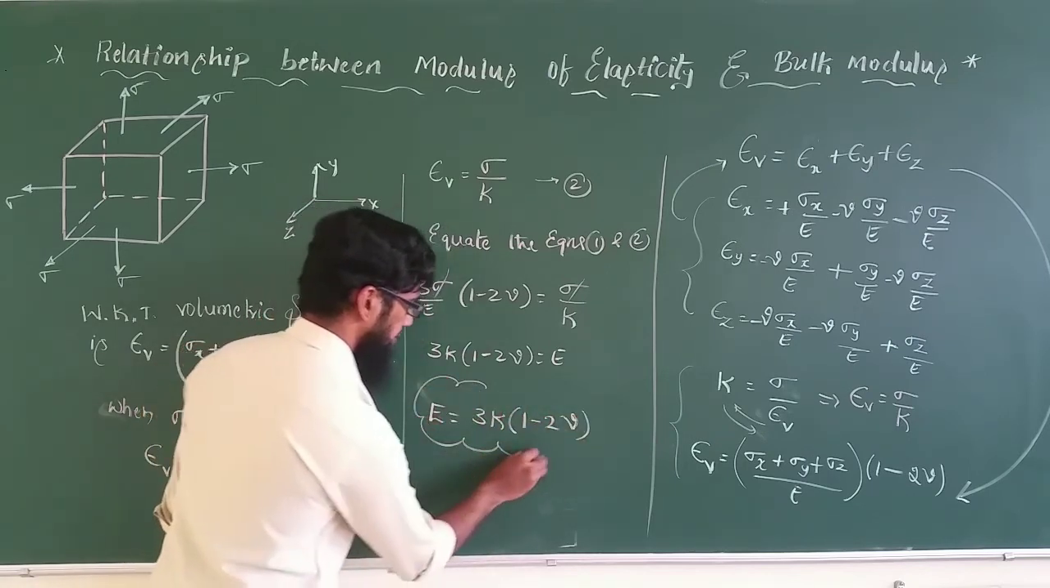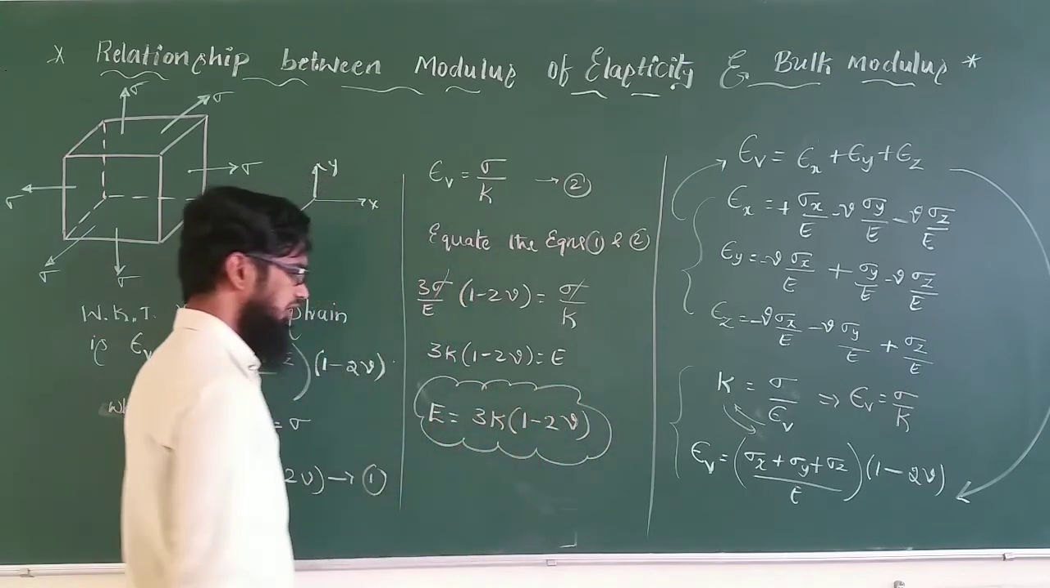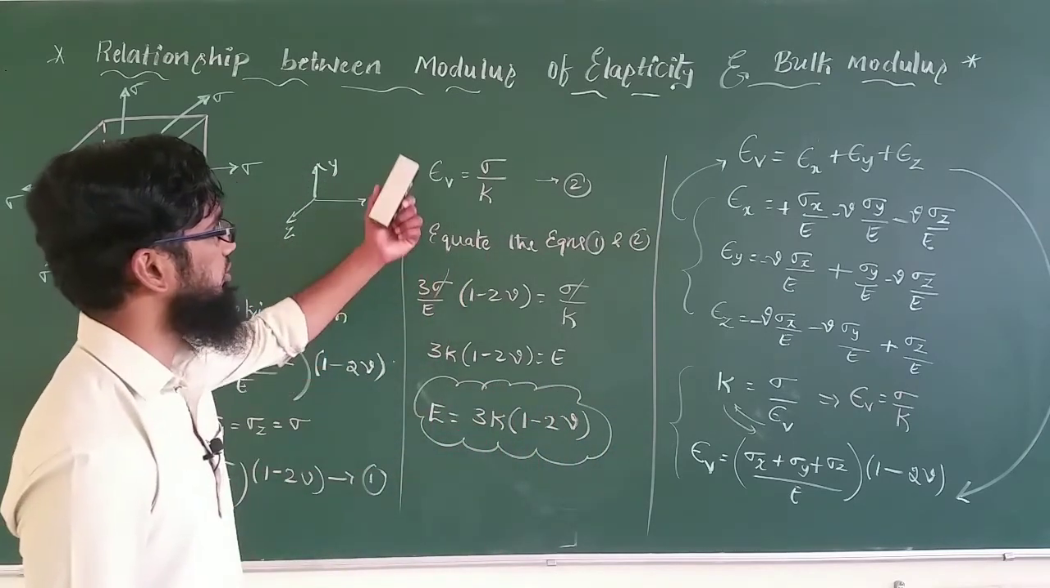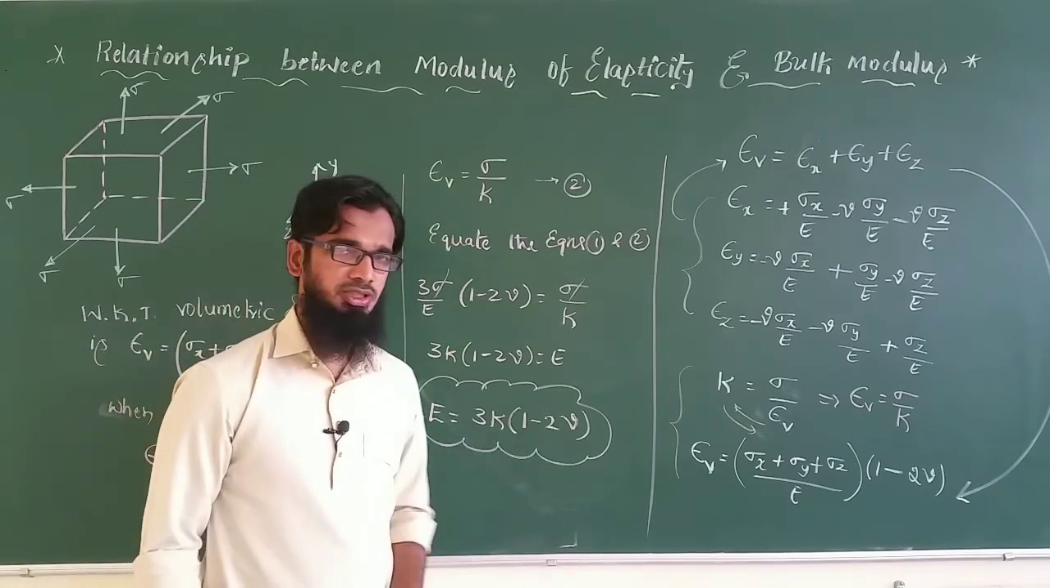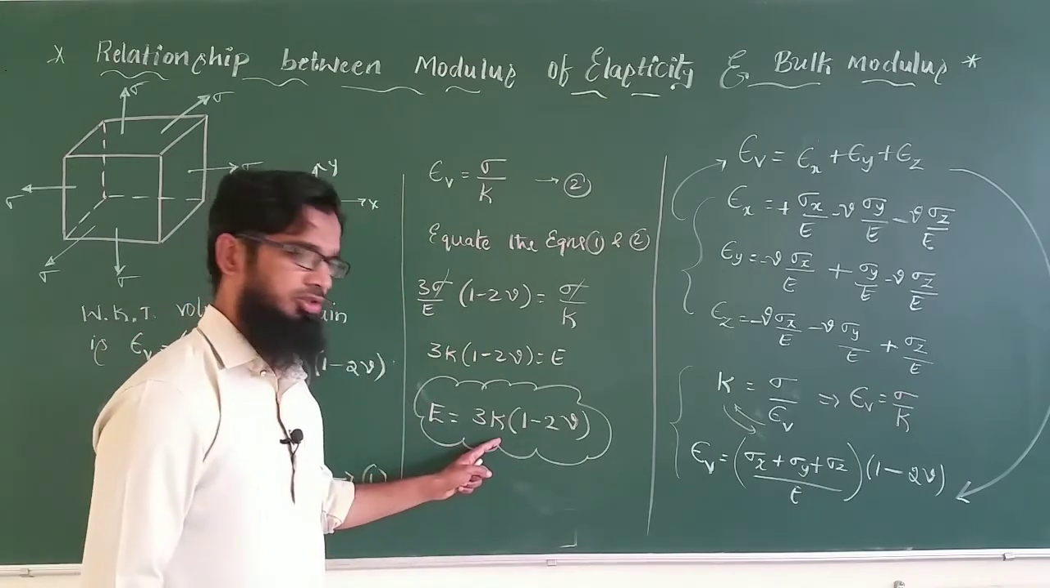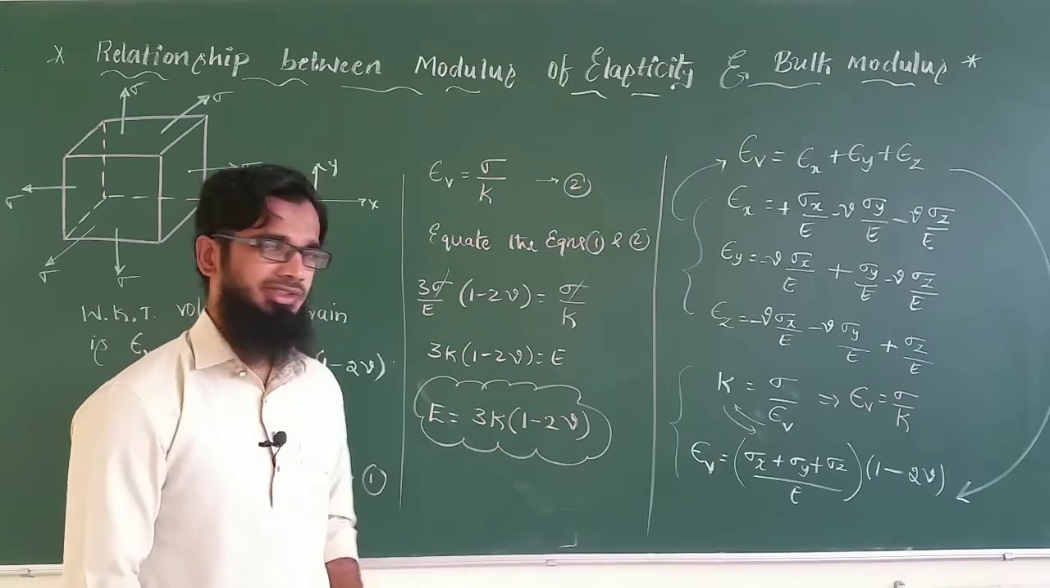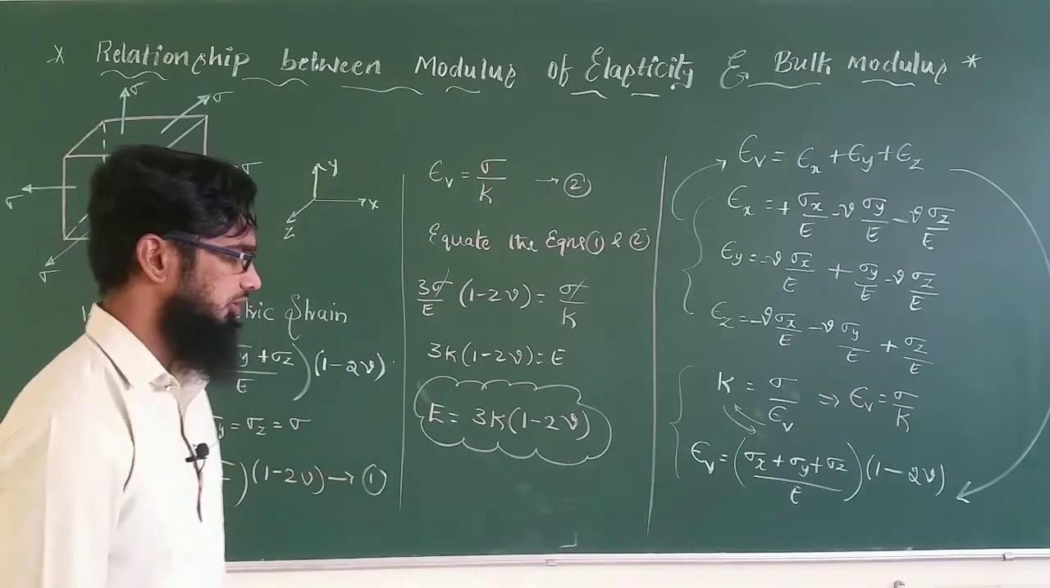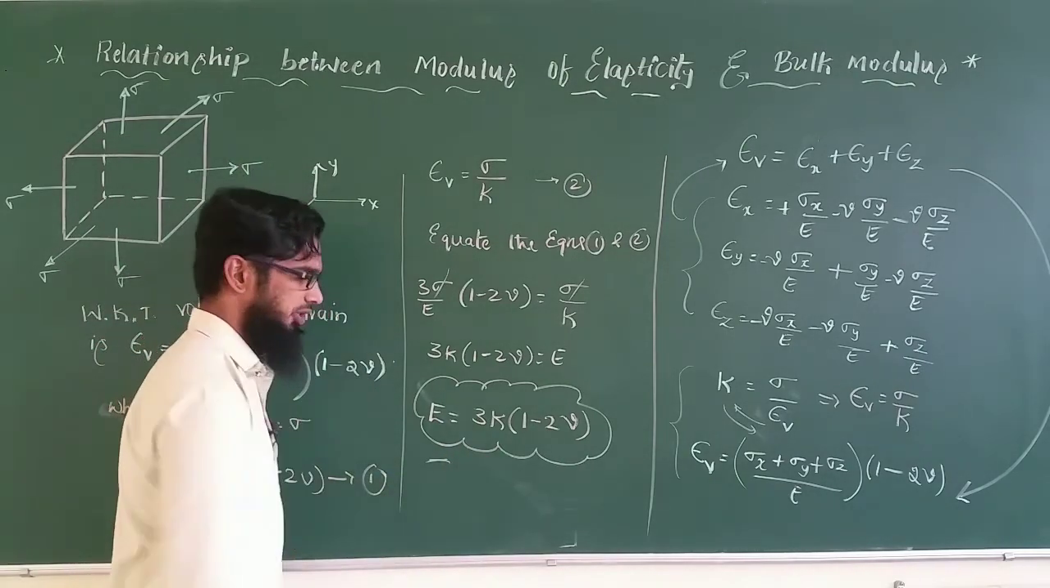Okay, I hope you are getting this one. Where E indicates the Young's modulus, that is the modulus of elasticity, K indicates the bulk modulus, that is the volumetric stress to the volumetric strain, and nu indicates the Poisson's ratio of this particular material here. So now this is the relation between the Young's modulus and the bulk modulus here.